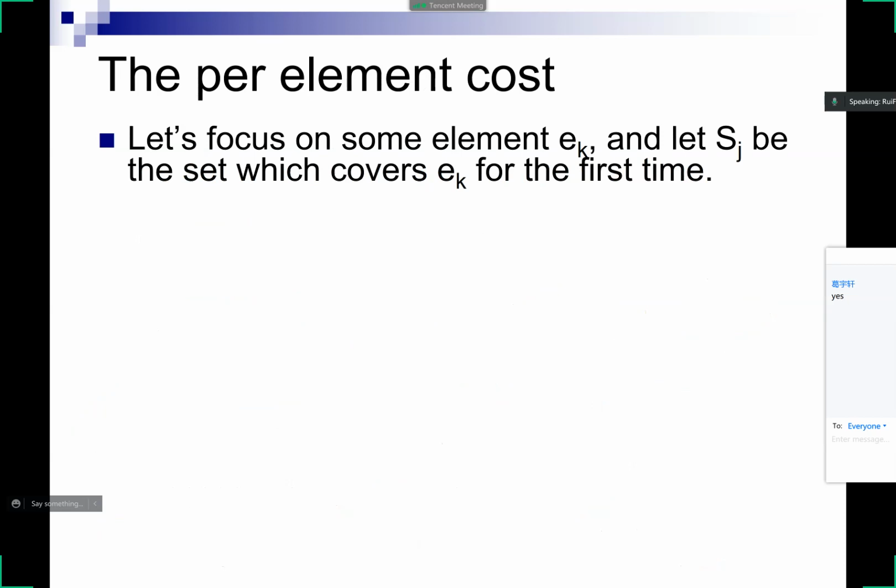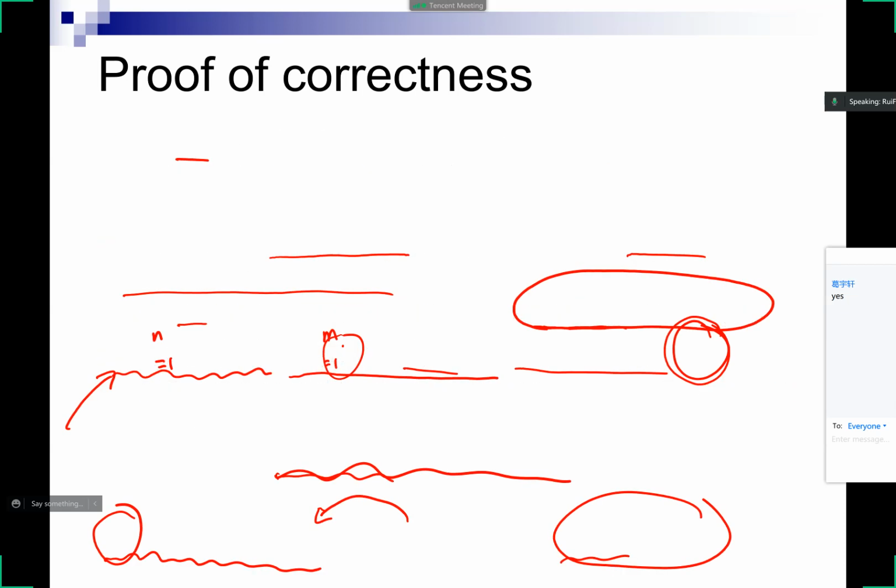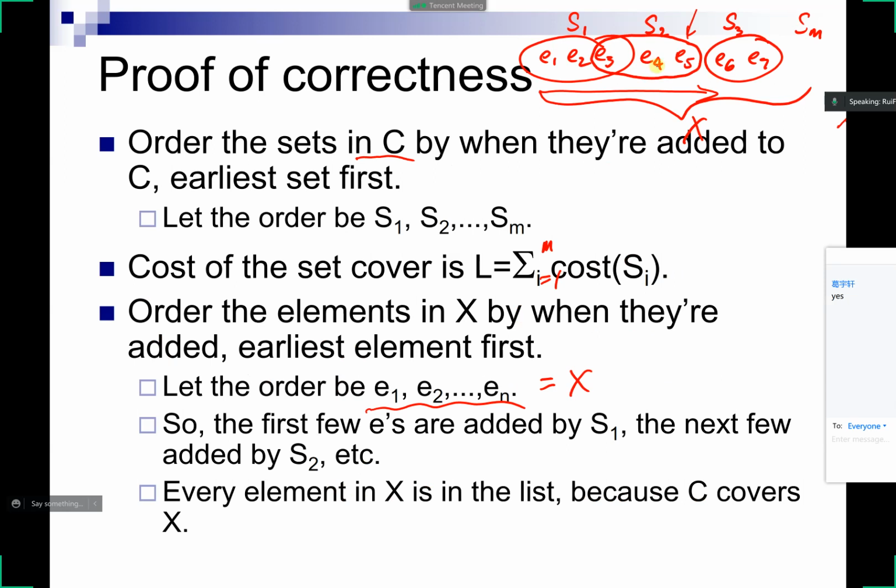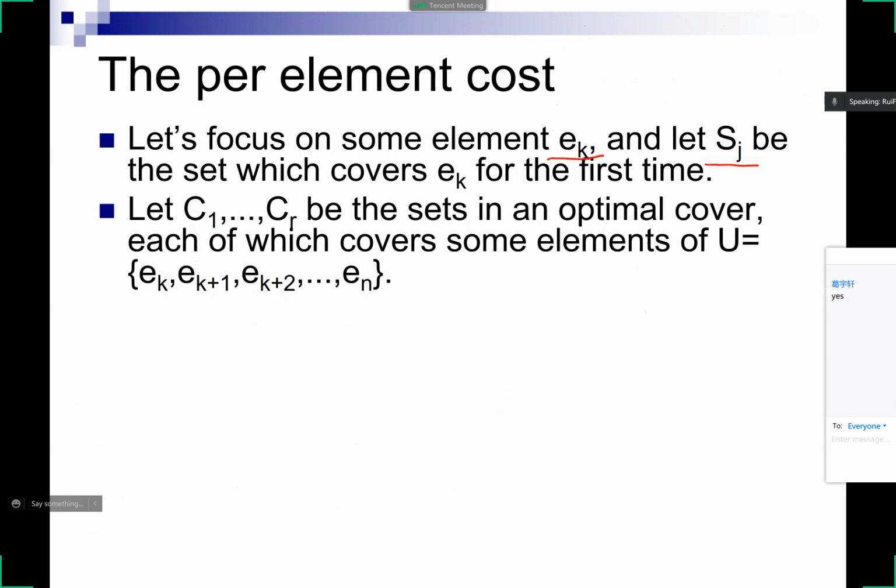All right, so now let's look at these per element costs. Let's pick any arbitrary element ek, and suppose Sj is the set which covers ek for the first time. So for example, let's go back to our picture. If you pick E4, then S2 is the set which covers E4 for the first time. If you pick E6, then S3 is the set which covers it for the first time.